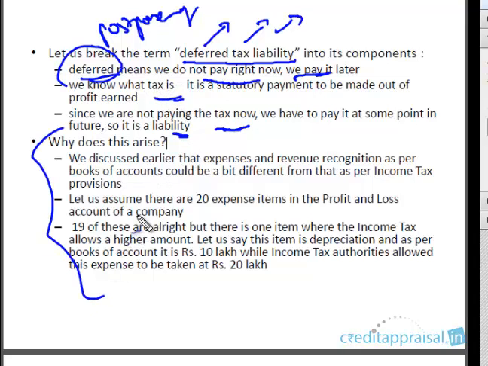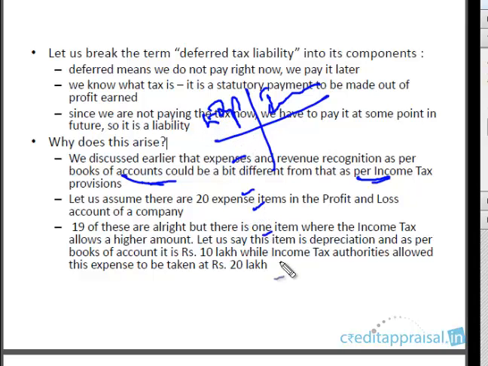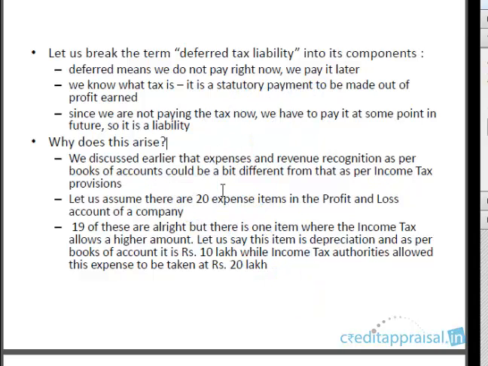So why does this arise? We discussed earlier that expenses and revenue recognition as per the books of account could be different from the income tax portions. Let us assume that in the P&L account of a company, here we have all the income items, and here all the expense items. So under the expenses, let us assume that there are totally 20 expense items, various expenses like raw materials, stores and spares, various items.